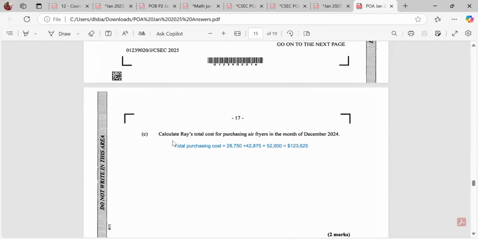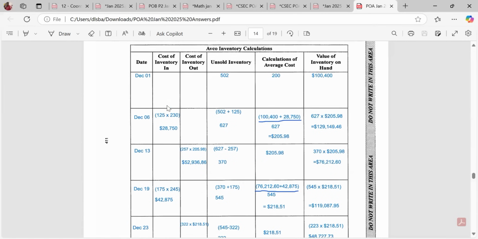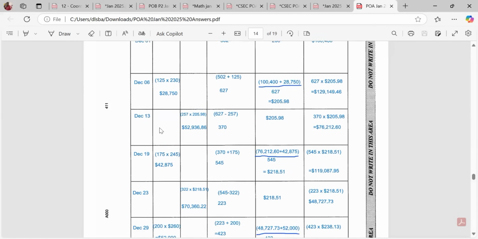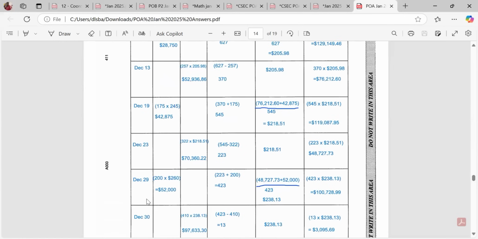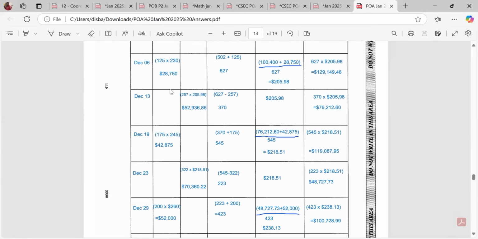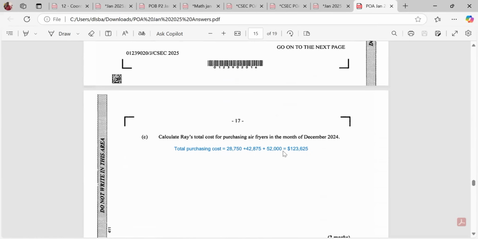So then they ask, calculate Raj's total cost of purchasing air fryers for the month. So the cost of inventory in would be every time you purchase goods. So it would have been the 6th, the 19th, and the 29th. To get my total purchases, I would add the cost on those days, the 28,750 plus the 42,875 plus the 52,000. And that will give me my total purchases.